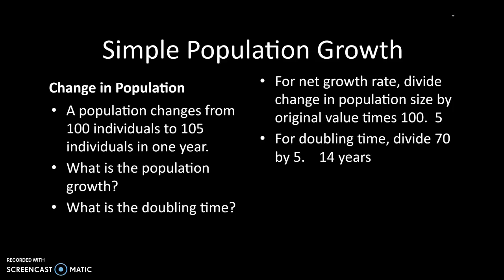For doubling time, there's the rule of 70. All you're doing is taking 70 and dividing it by your growth rate as a percentage. You may be given a decimal, and we'll talk about that more in a slide or two. Whatever that turns out to be, in this case 14 years, is your doubling time. And then you have this, which is kind of saying the same thing. We're not going to really focus on that too much.